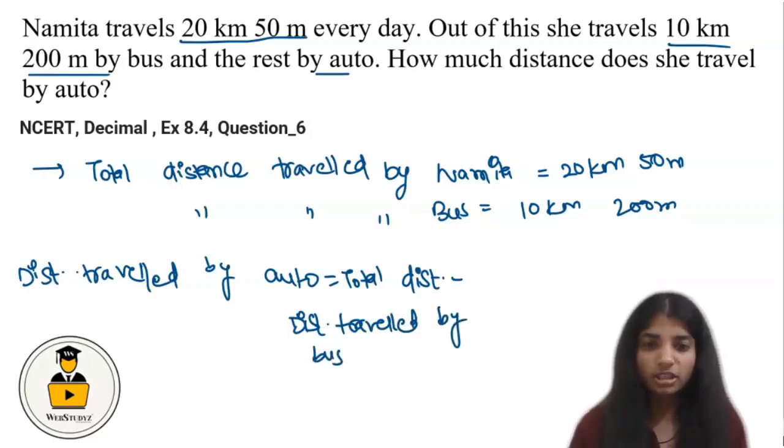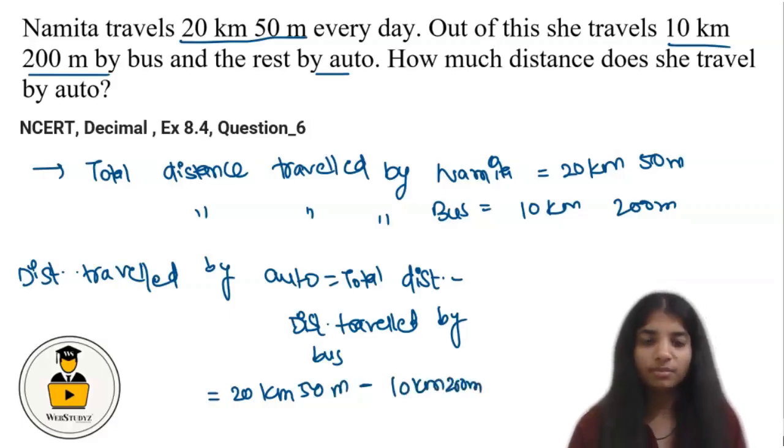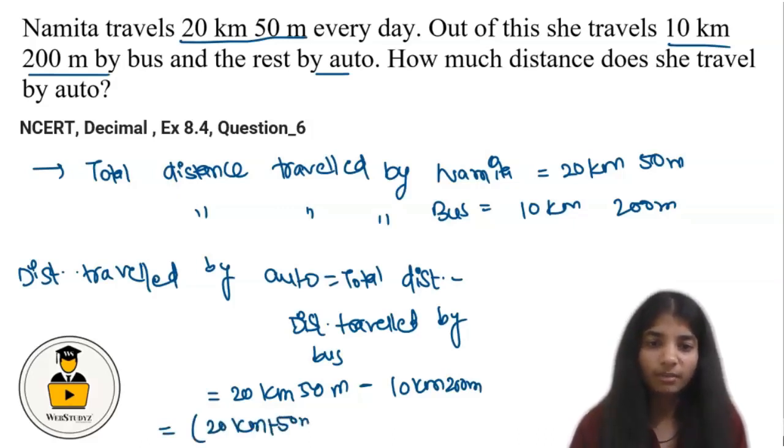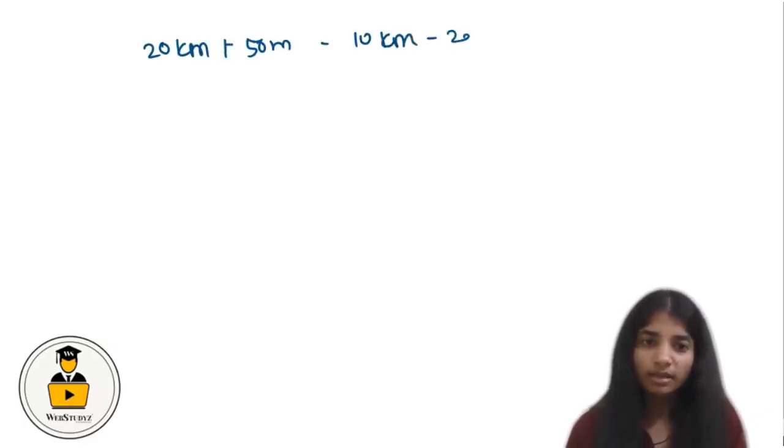So the total distance she traveled is 20 kilometer and 50 meter, minus the distance she traveled by bus, 10 kilometer 200 meter. When we subtract the distance traveled by bus from the total distance, we get the distance traveled by auto. So 20 kilometer 50 meter can be written as 20 kilometer plus 50 meter, minus 10 kilometer 200 meter, which can be written as 10 kilometer plus 200 meter. Here we are going to subtract separately: 20 kilometer plus 50 meter minus 10 kilometer minus 200 meter.